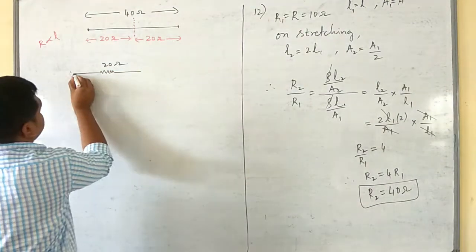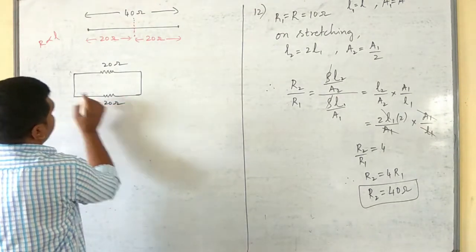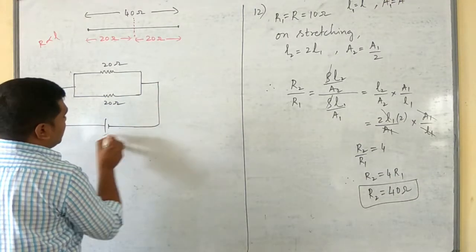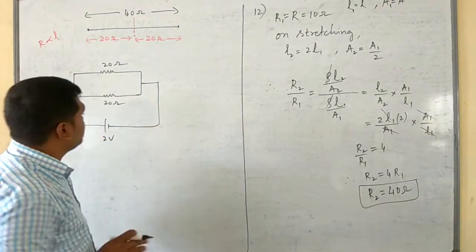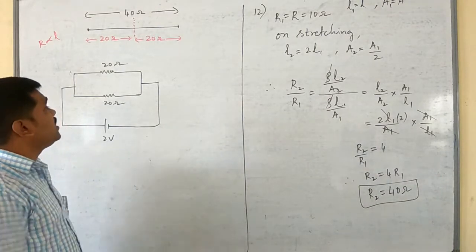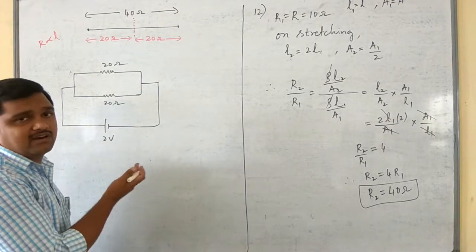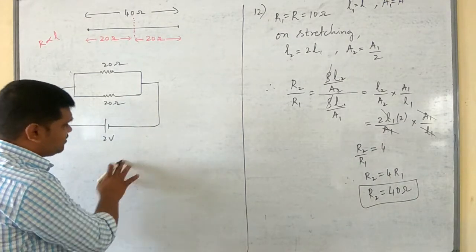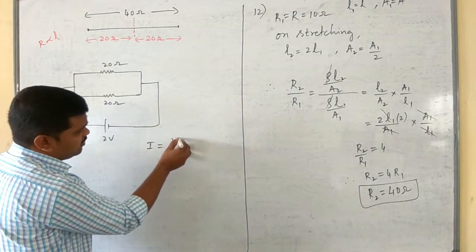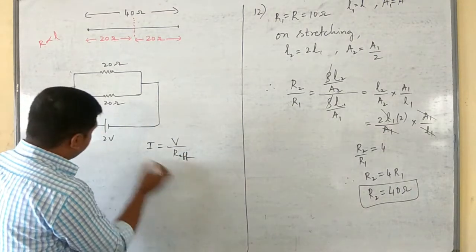20 ohm, 20 ohm. They are connected in parallel across a 2 volt battery. Then calculate the current drawn from the battery. How to calculate the current drawn from the battery? Same procedure. According to the convention, I is equal to V by R effective. That formula we use. V is 2.